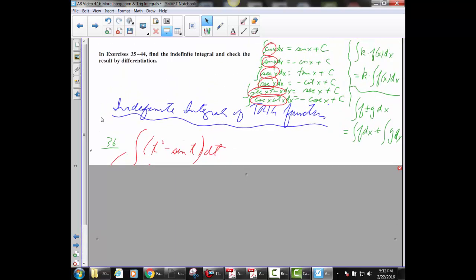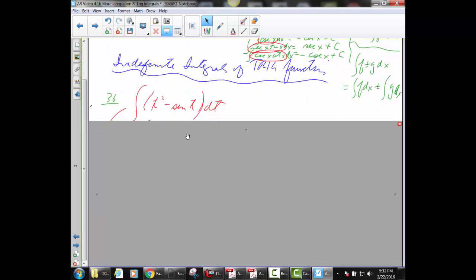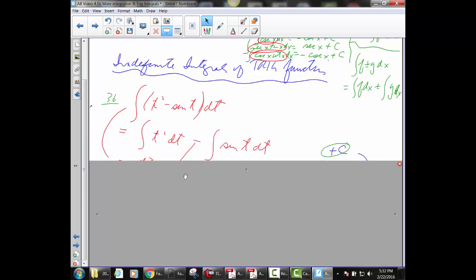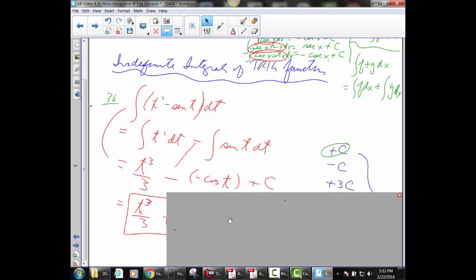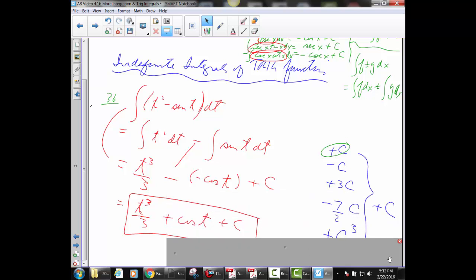So here's number 36. t squared minus sine t, so I can split up that difference. Integrate t squared, I get t cubed over 3. And then minus, and the integral of sine is negative cosine, because the derivative of cosine is negative sine. So be careful, that plus or minus is especially going to get you in the multiple choice.